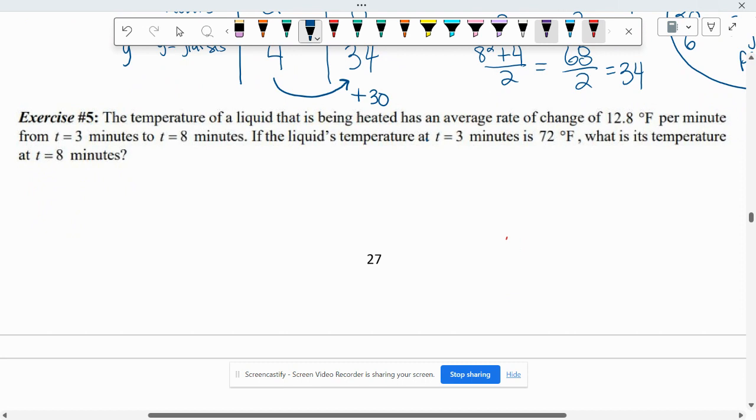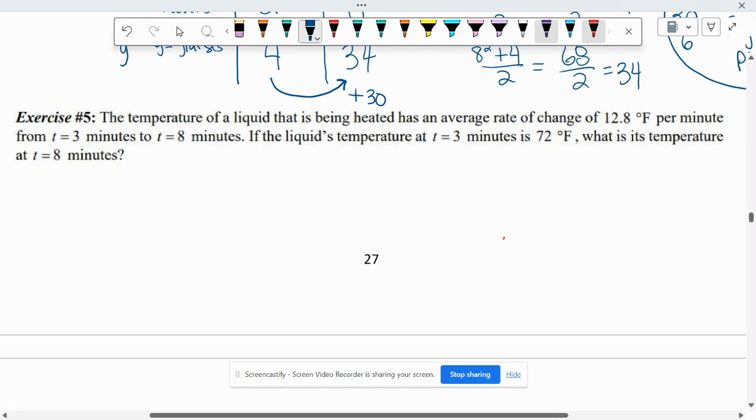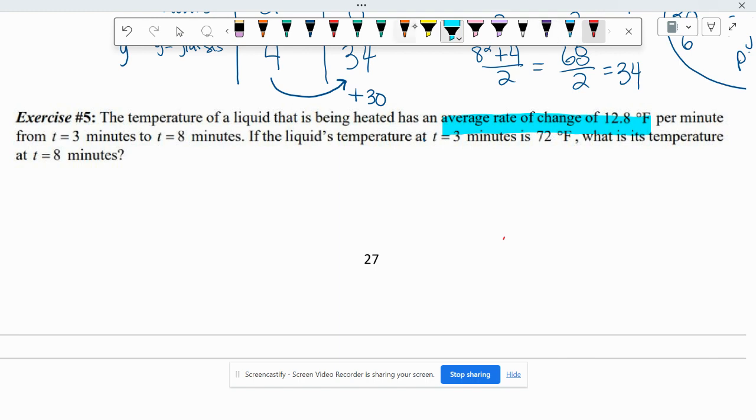So for number 5, the temperature of liquid that is being heated has an average rate of change of 12.8 degrees Fahrenheit per minute. That is the average rate of change. So we are going to figure out a table. We're going to let t equal 3 minutes, and we're going to let t equal 8 minutes. It says, if the liquid's temperature when t is 3, so this is the temperature in degrees Fahrenheit, is 72 degrees, what is the temperature when it's 8 minutes?